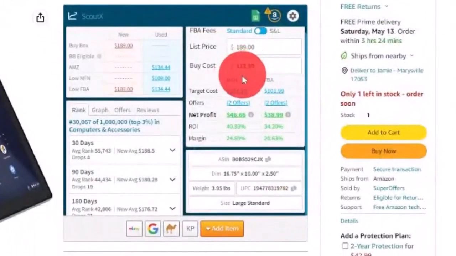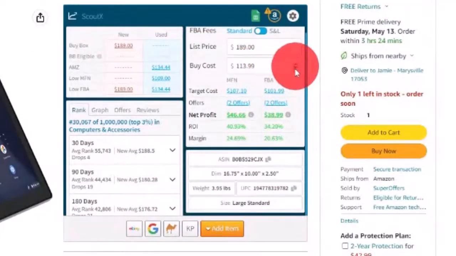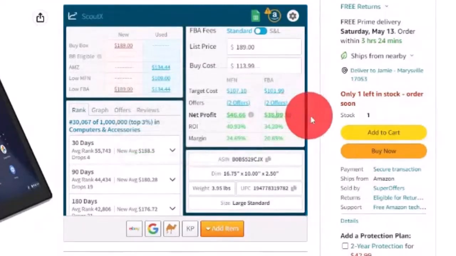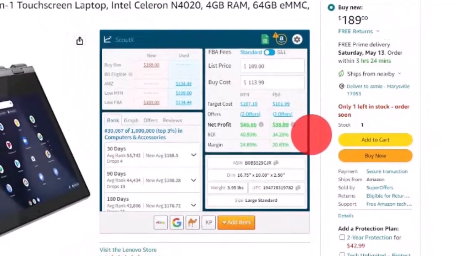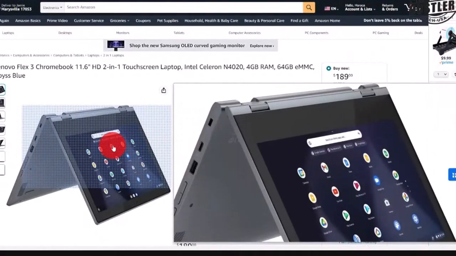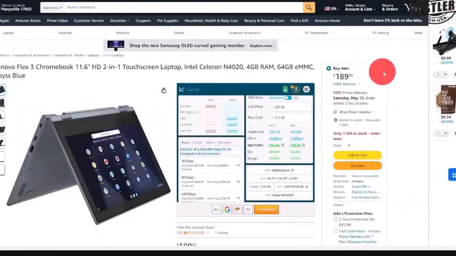We see $113.99, and then you see your net profit. And if you want to see where that's coming from, you could click on that. Now, this does not include FBA shipping. If you were going to sell it FBA, you definitely would want this to be part of a bigger batch. Now, that's just dealing with the fact that it's electronic. So they're probably going to have it go to a specific warehouse that's handling that. But this is just to show you.